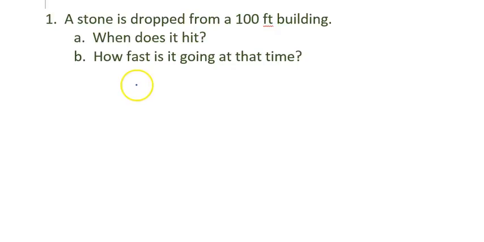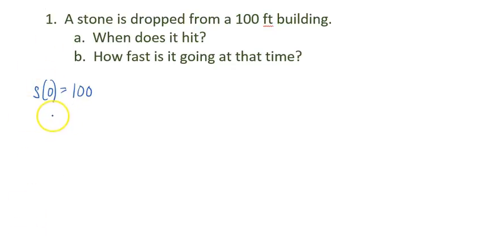Okay, our first example is about dropping a stone from a 100-foot building. We want to know when it hits and how fast it's going at that time. So I'm going to write down what I know. If you are looking at when it is dropped, at the very instant that it's dropped, time 0, the distance above the ground is 100. So s of 0 is 100.